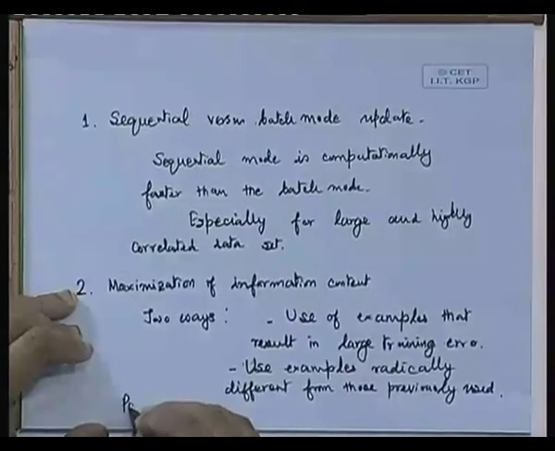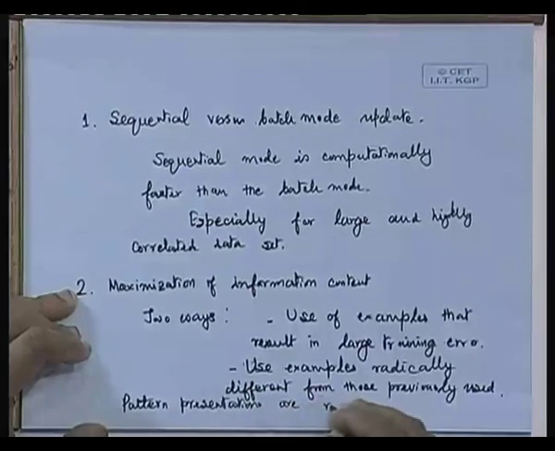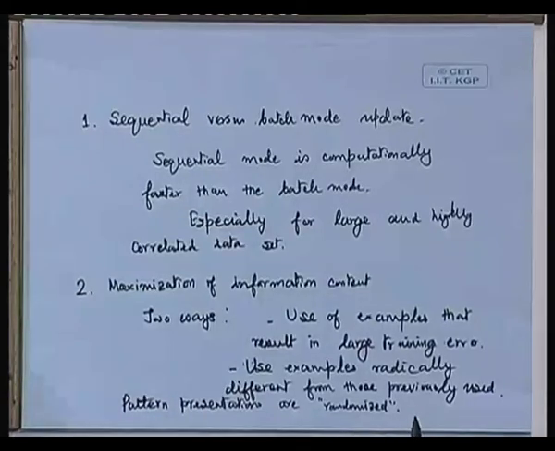So, we can say that the pattern presentations are randomized. In fact, this has more meaning only if you are having a sequential mode, because in batch mode it really doesn't matter whether you alter the order of pattern presentations or not, because in the batch mode the weight adjustments are done at the end of the epoch, right. So, this is the second heuristic.